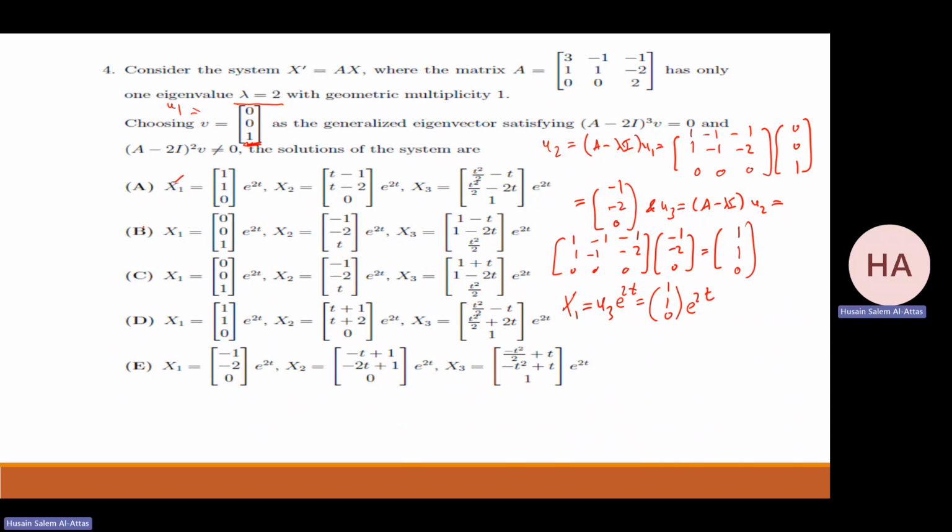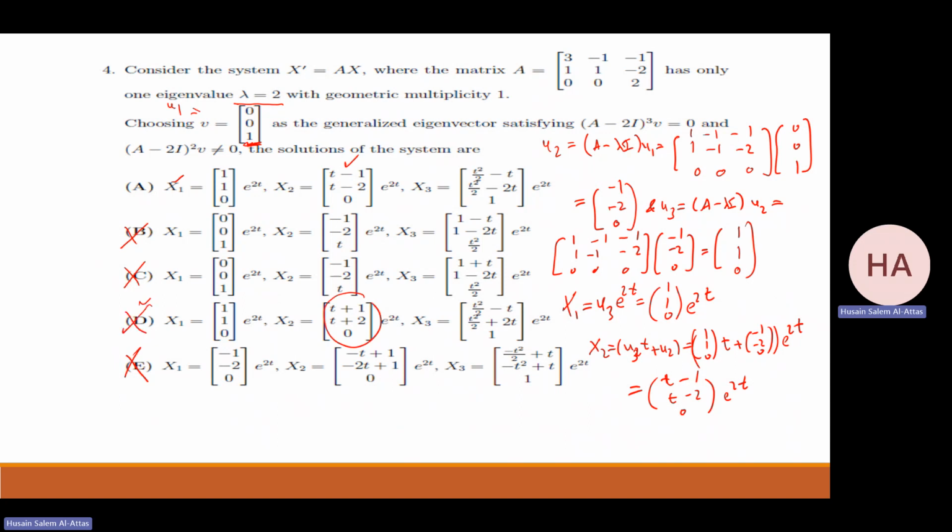This is okay. This is not. So 2 answers remaining. X2 is U3t plus U2, times e to the 2t. That will be 1, 1, 0 t. What is U2? Plus minus 1, minus 2, 0, times e to the 2t. That will be t minus 1, t minus 2, 0, e to the 2t. Which is this one? This one is wrong.